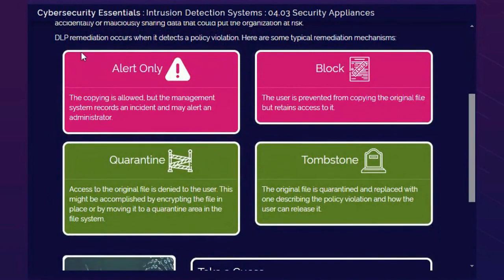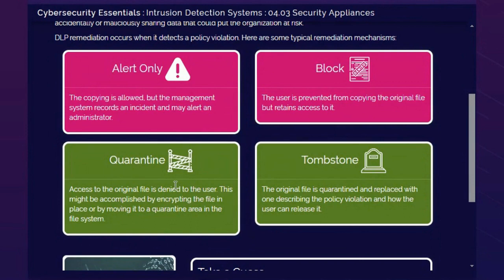So DLP remediation occurs when it detects a policy violation. Here are some typical mechanisms for remediation. An alert only: the copying is allowed, but the management system records an incident and may alert an administrator. Hey, there's this big data file being copied. Or it could block it. The user is prevented from copying the original file, but retains access. They can still access it, they just can't make any copies of it.